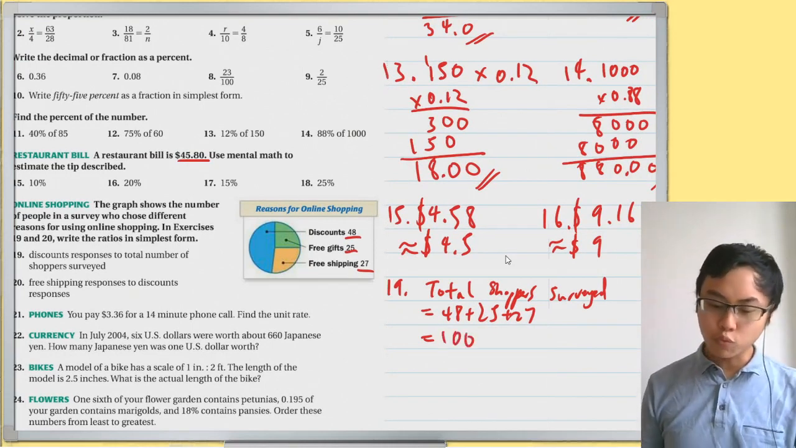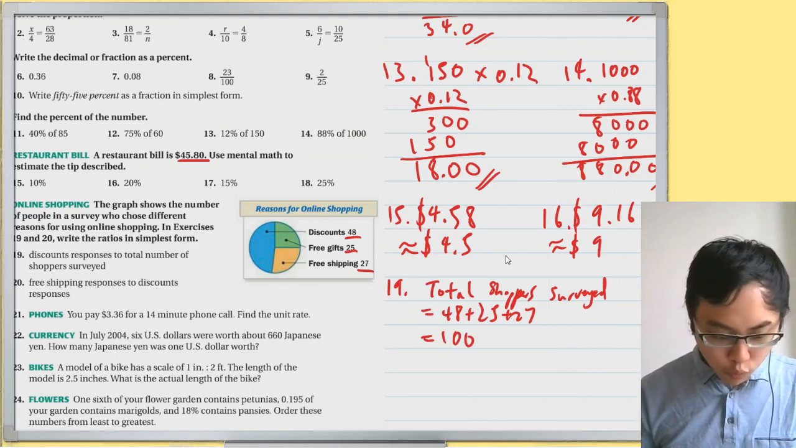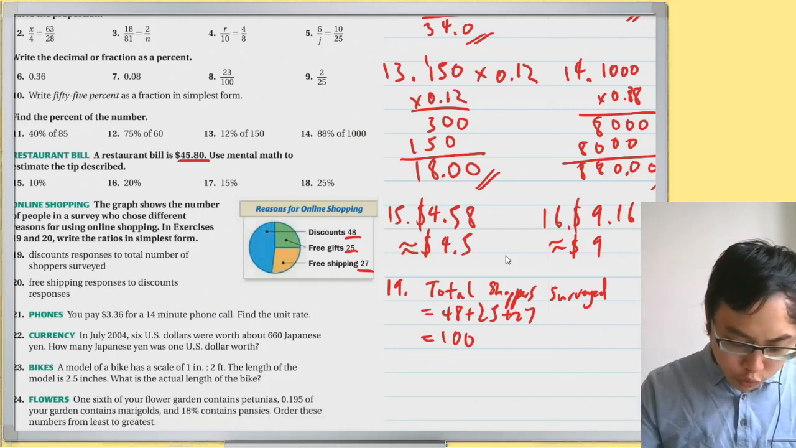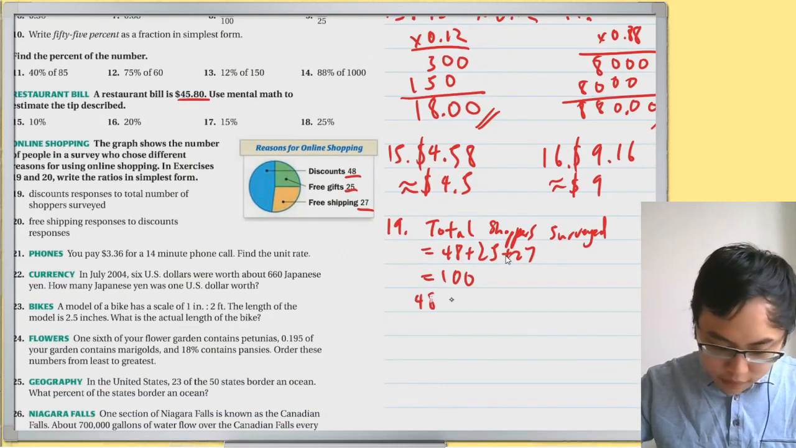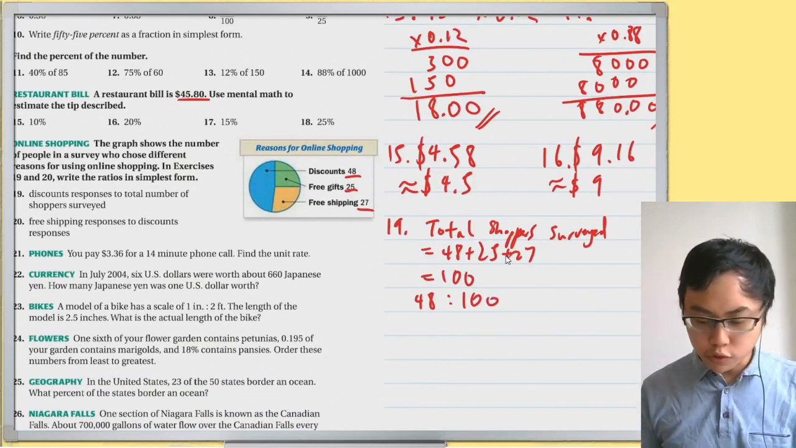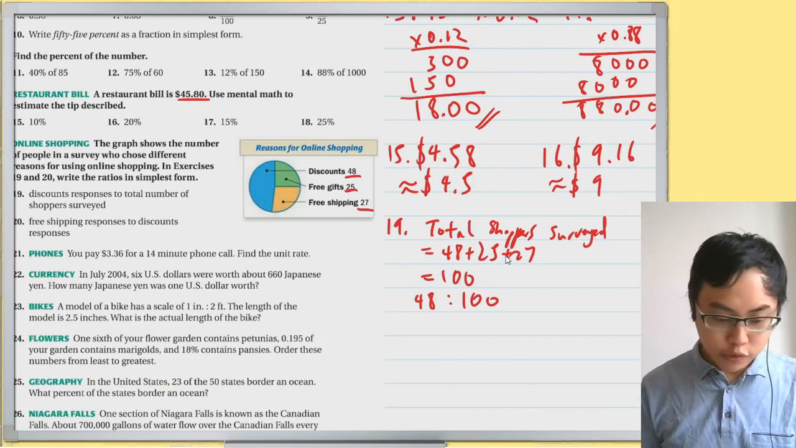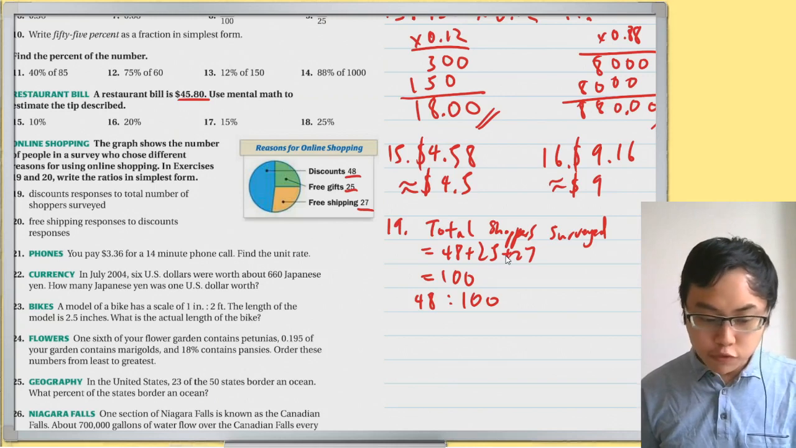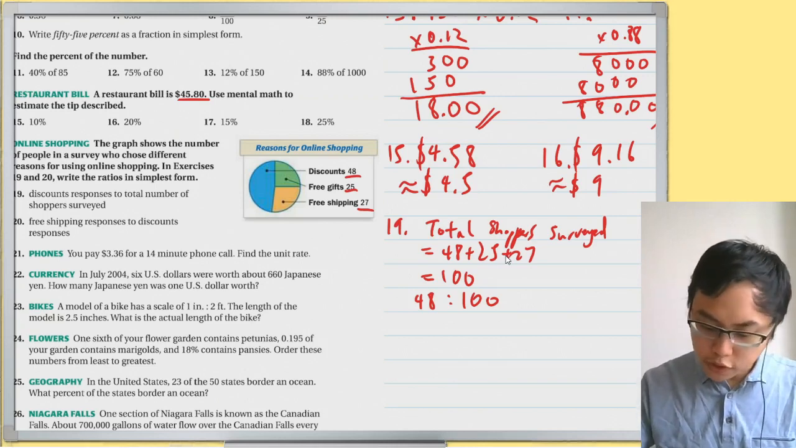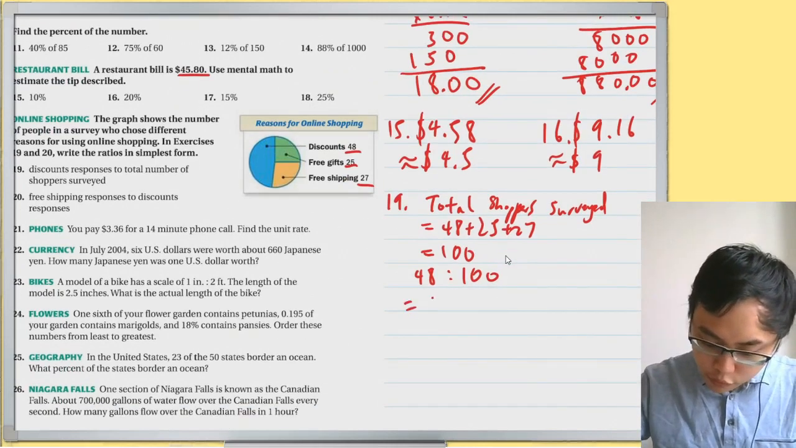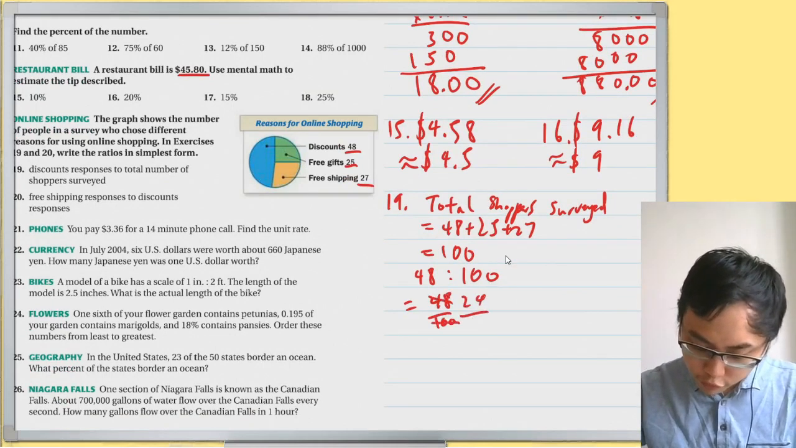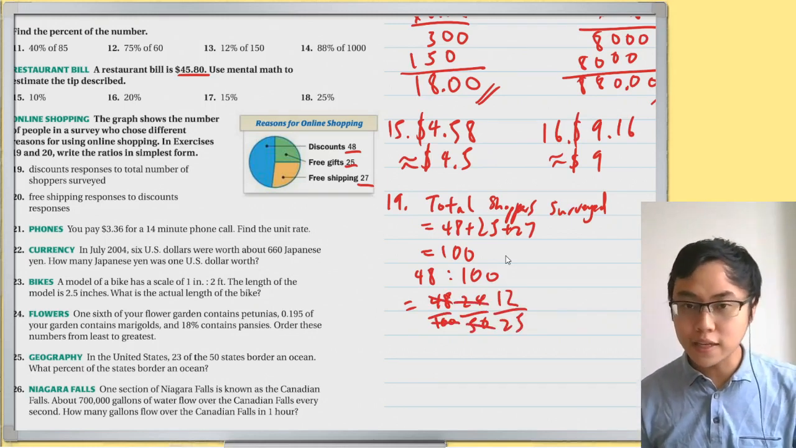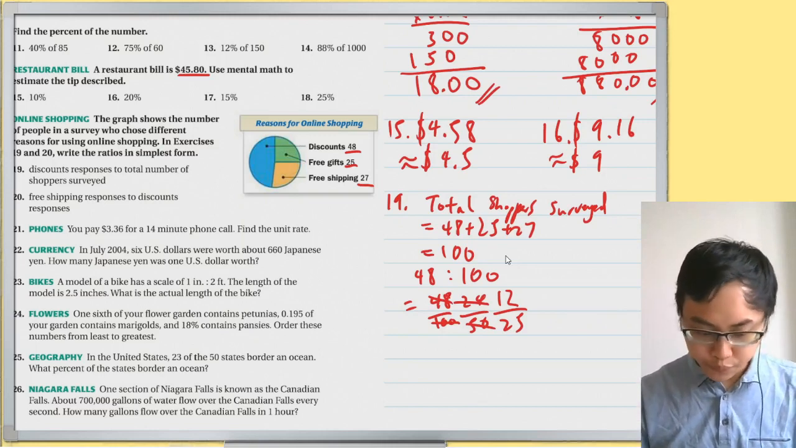So there's 100 people surveyed, and we want to work out the discount responses to the number of shoppers surveyed. That's going to be 48 to 100. Write the ratios in simplest form. I can change that into a fraction as well. That's equal to 48 over 100, and then I can divide top and bottom by 2. That's 24 over 50. I can further divide by 2. That's 12 over 25, and I think that is the simplest form, 12 over 25.